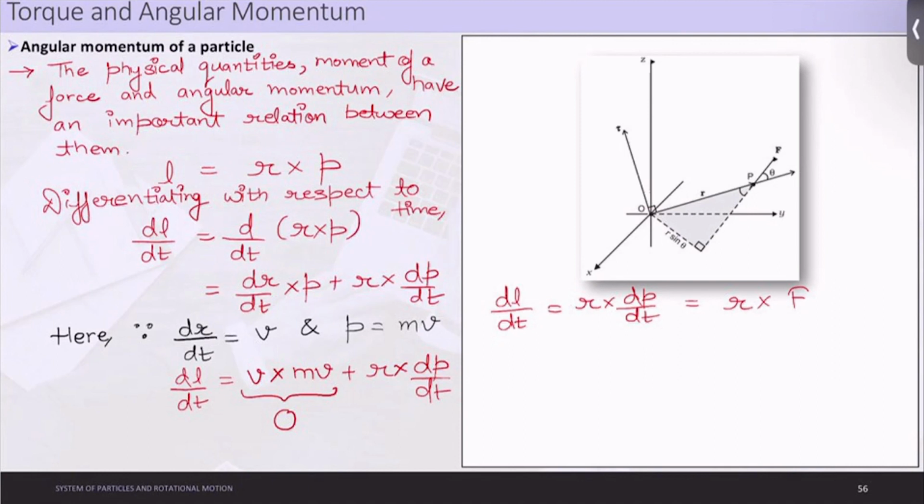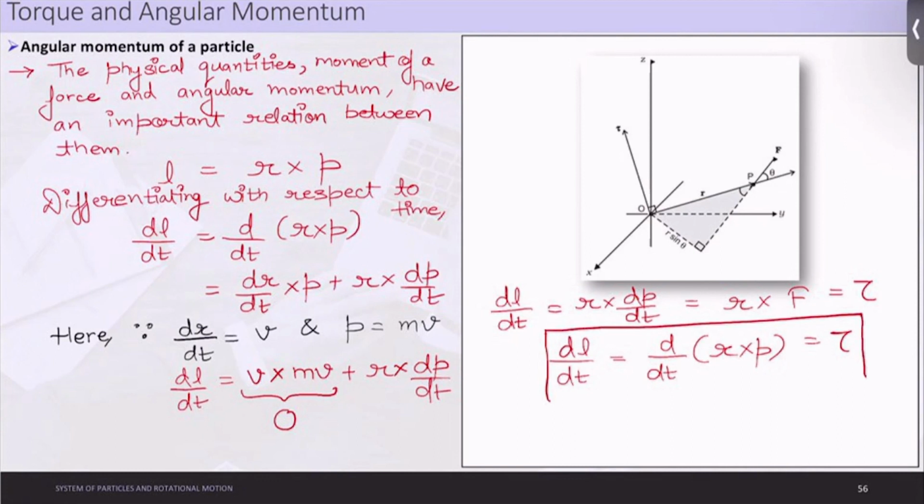And what is r cross F? It's nothing but tau. Okay. So therefore, we can basically say that dl by dt, which is nothing but equal to d by dt of r cross p, is nothing but equal to tau. Okay. So I hope I made you clearly understand the relation between both of them. So basically, if we will differentiate angular momentum, so the rate of change of angular momentum.